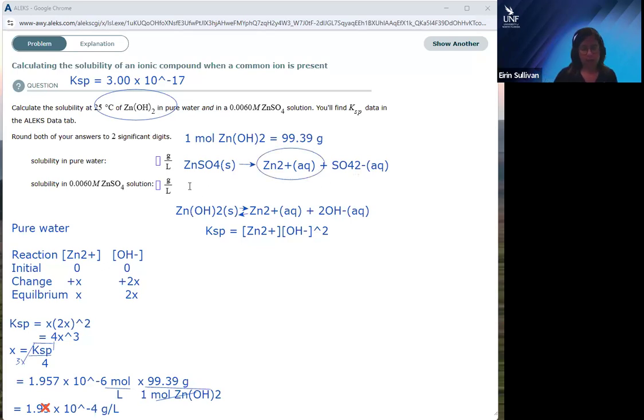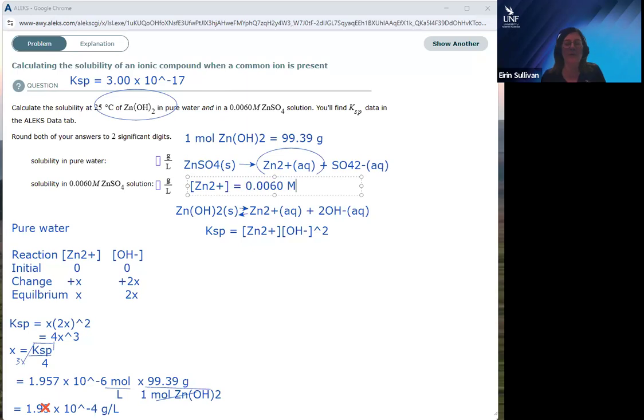In this case, we can see that there's a 1-to-1 mole ratio. So in the same volume, let's just pretend it's a liter of water. Per liter of water, we have 0.0060 moles of zinc sulfate dissolving, which is going to yield us the same number of moles of zinc 2 ions, right? So 0.0060 moles of zinc 2. It's a 1-to-1 stoichiometry in this case. So our concentration of zinc 2 plus, our common ion, is not starting at 0, it's starting at 0.0060 molarity.